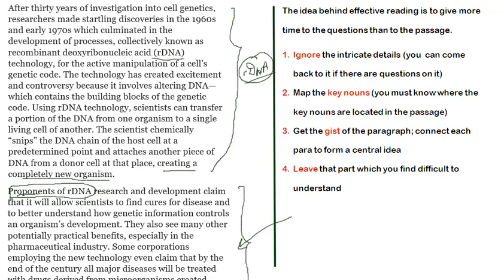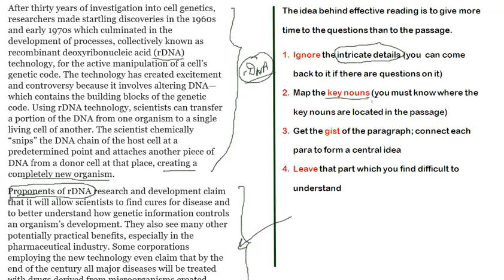So if you check what is the detailing here, the detailing here is about the positives and the negatives of rDNA. Number of points have come, but then we haven't bothered about it. We know that okay, there are a few points in the positive, there are a few in the negative. If the question comes, we will go to that part of the passage and we will find the answer. So there is no need for you to worry about the intricate details.